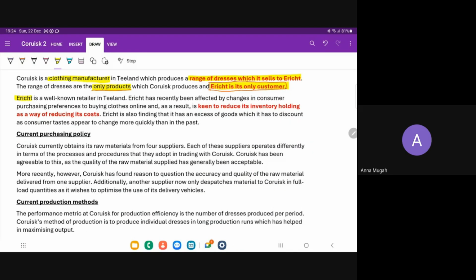Okay. Erich is a well-known retailer in Thailand. Now, this paragraph is actually not about Corsic. It's not about the company, it's about my customer, right? Erich has recently been affected by changes in consumer purchasing preferences to buying clothes online. And as a result, Erich is keen to reduce its inventory holding as a way of reducing its cost. This is not me, this is my customer. Erich is also finding that it has an excess of goods which it has to discount as consumer taste appears to change more quickly than in the past.